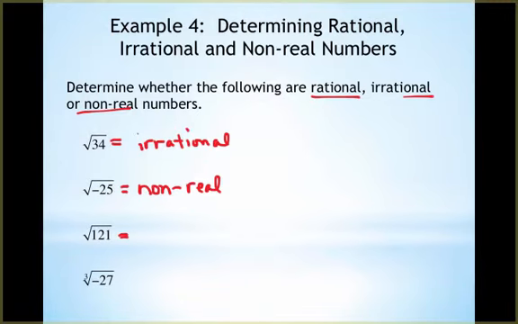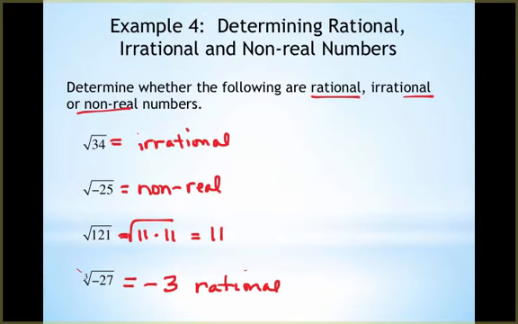The square root of 121? Well, if we remember, 121 is 11 times 11, so the square root of 121 would be 11. And the cube root of negative 27? There is a number times itself 3 times that would give me negative 27, and that would be negative 3. So this would be rational. And our answer for the square root of 121 was also rational because the answer was 11.